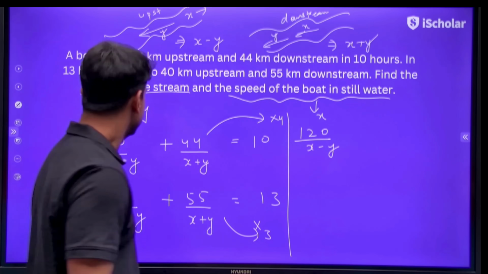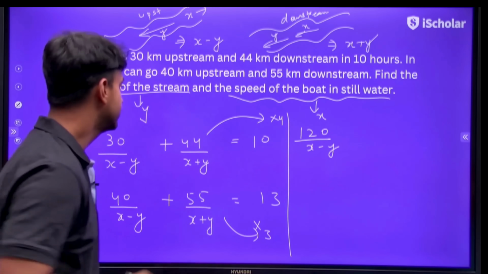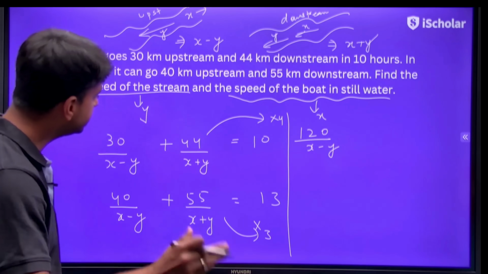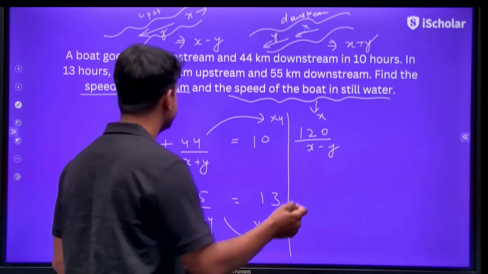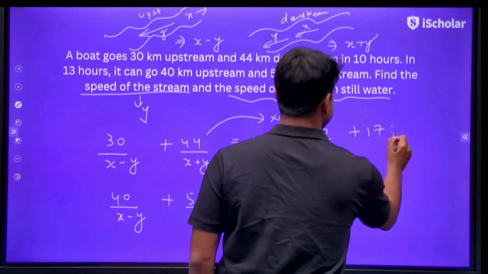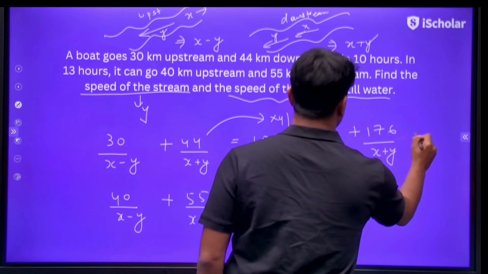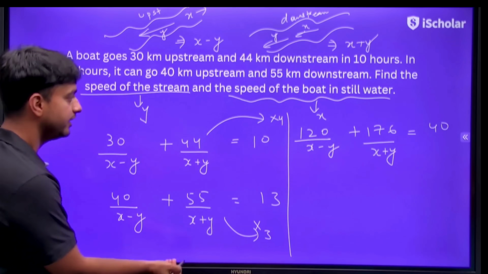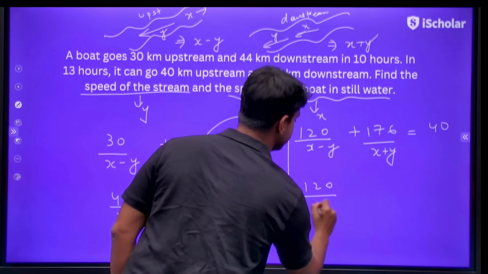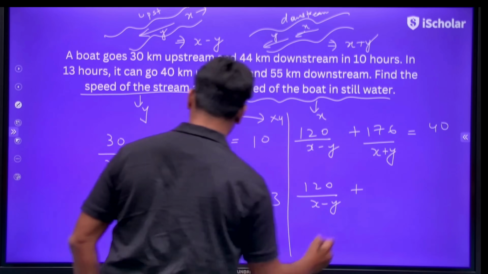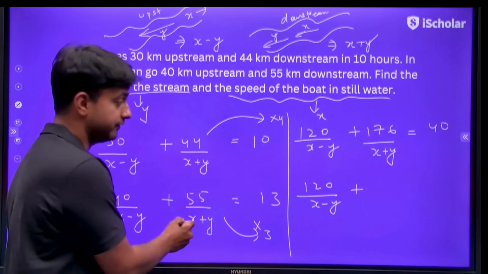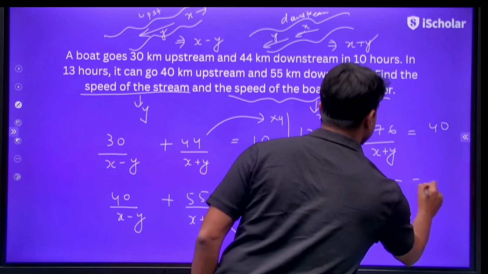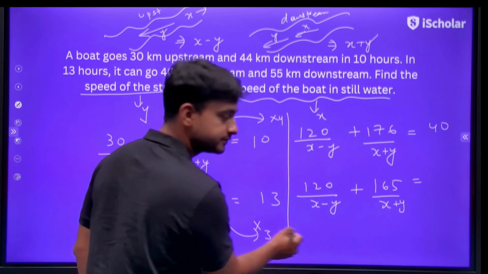So this will become, yes, 44 into 4 will become how much? 160 and 16, 176. 176 upon x plus y will be equal to 40. Now this equation will be multiplied with 3. So it will become 120 upon x minus y plus 165. This would be what? 165 upon x plus y is equal to 39.